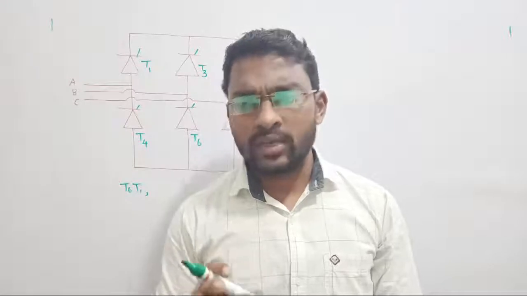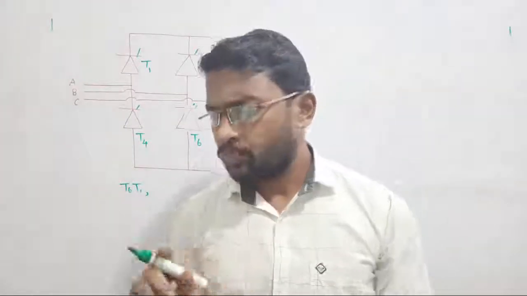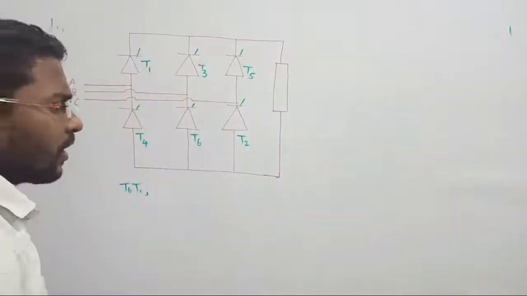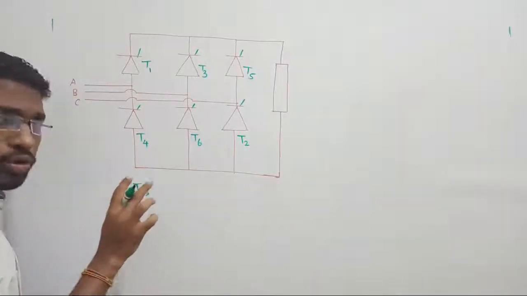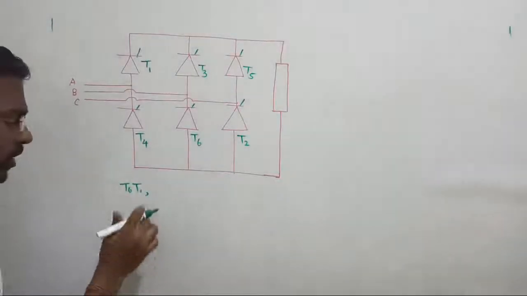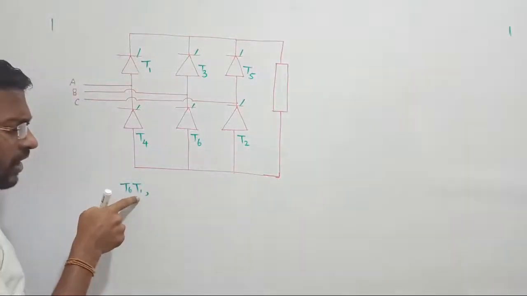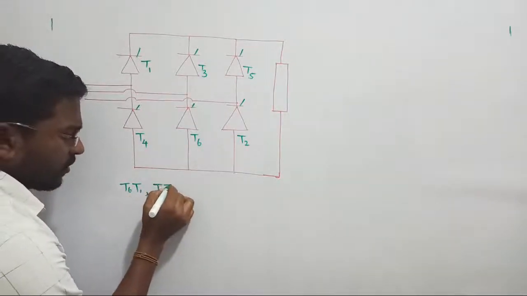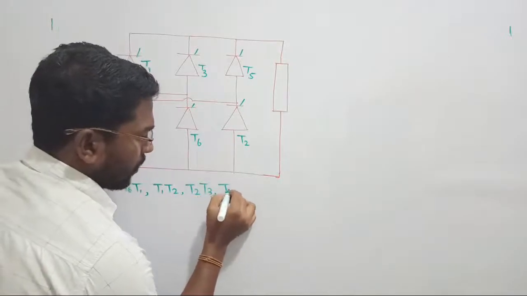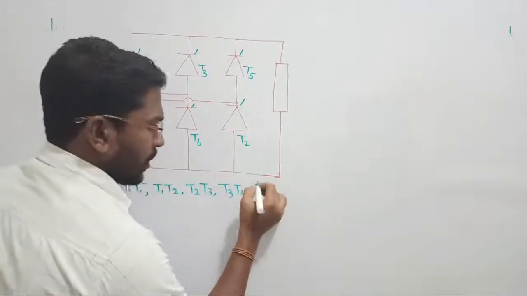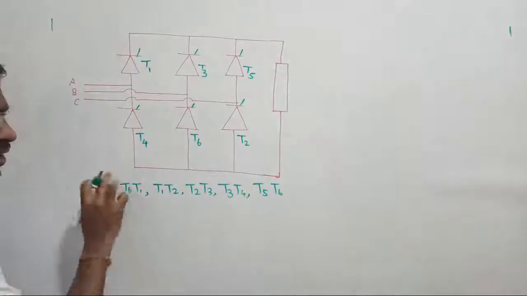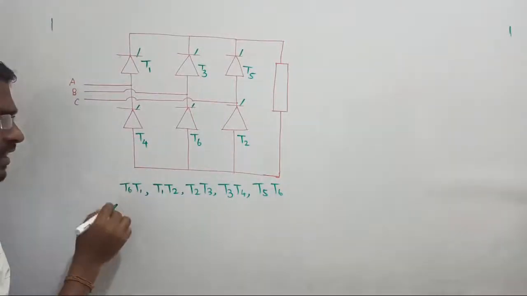Out of those 4 switches, 2 switches contribute for one cycle, that is, for one pulse we took 2 switches. In the same way, in the 6 pulse converter we are going to take 2 switches to contribute one pulse. Let us see the sequence. First T6 T1 will contribute, then T1 T2, then T2 T3, then T3 T4, then T5 T6. Again you get the same cycle, T6 T1. This cycle is repeated. Clear? This is the switching sequence.